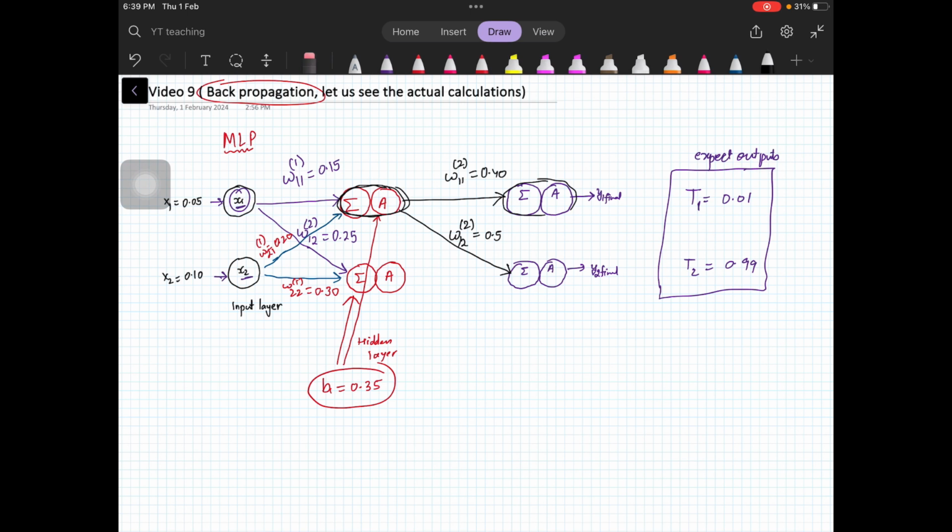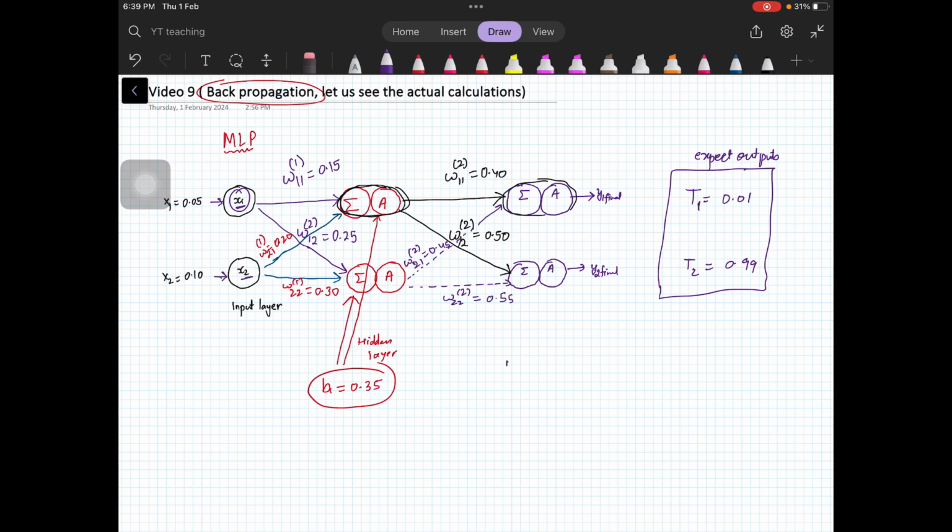Suppose this weight is 0.50, and then you have from 2 to 1. This is your w21, again the second layer, and this is 0.45, and from here to here you have w22, also second layer, and suppose this is 0.55.